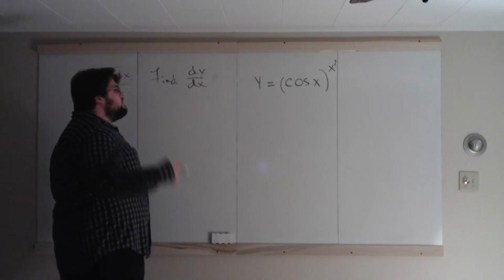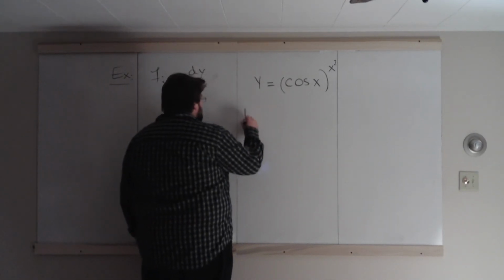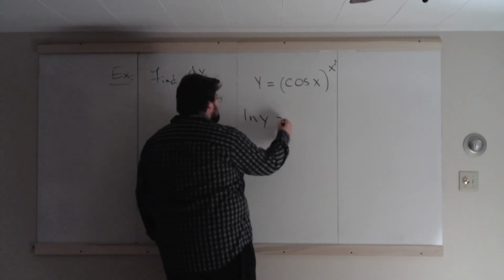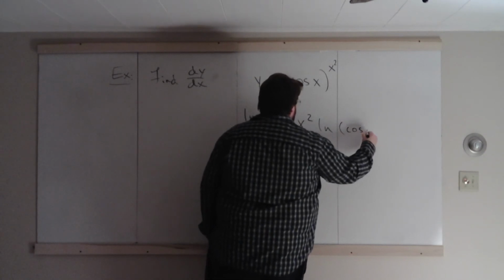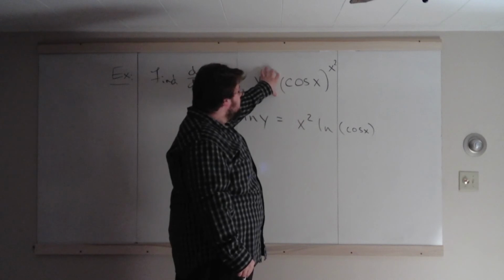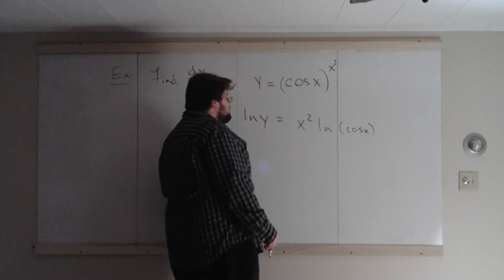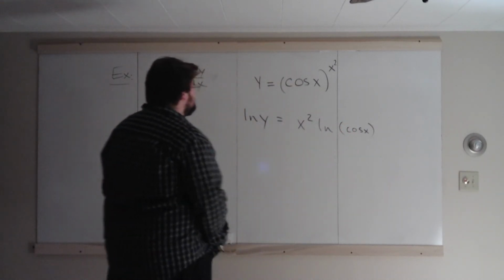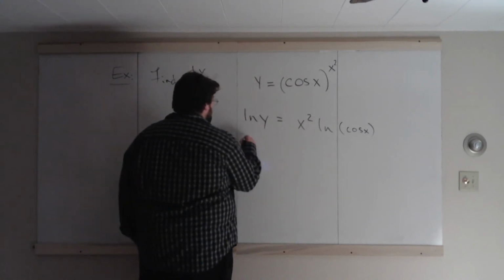Well, we're going to follow the same procedure. We're going to throw a logarithm on both sides. So on the left side, we have log y. On the right side, we're going to use our logarithm rule. We have log of cosine x to the x squared, so that x squared comes out as multiplication. We get x squared log of cosine x. And then we're just going to take the derivative on both sides with respect to x.